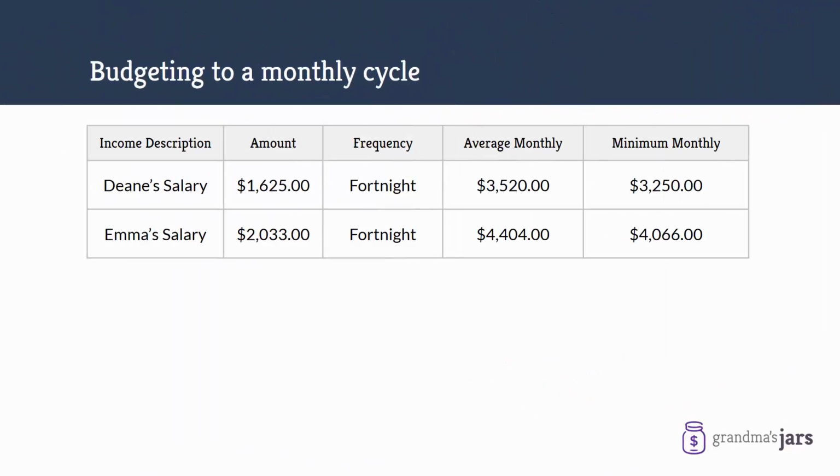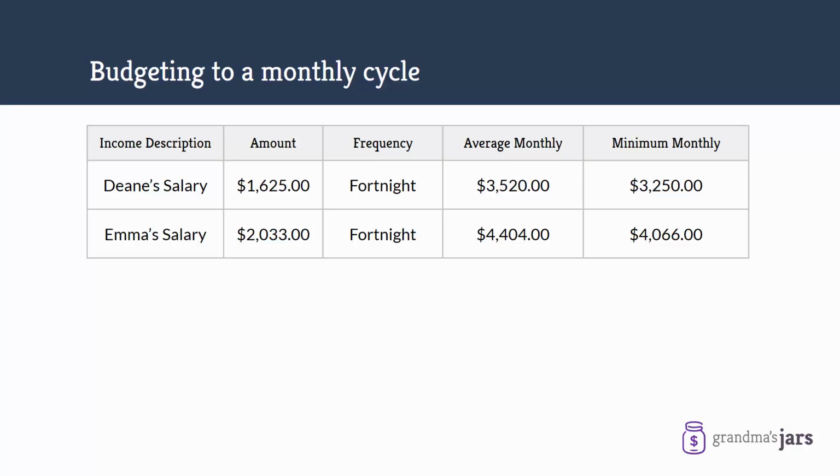Now, if we manually convert their incomes to a monthly figure, you can see that Dean's $1,625 becomes an average monthly figure of $3,520. So this is his $1,625 times it by 26, because there's 26 fortnights in a year, and then divide it by 12 to provide this monthly figure. And his minimum monthly income is simply 2 times 1625, which equals $3,250.